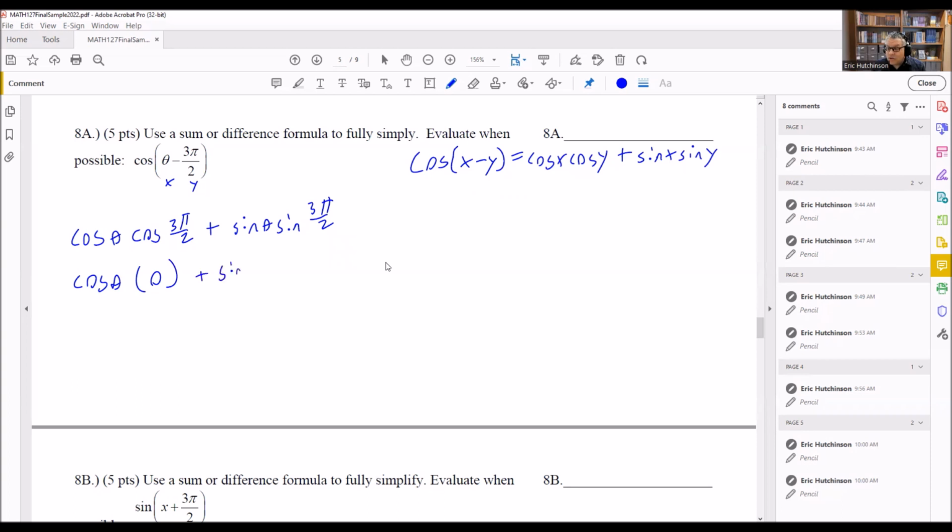Then we have plus sine theta and then sine of 3 pi over 2. Now that is equal to -1. Because again, we're talking about the very bottom. So you're at the coordinate (0, -1), the very bottom of the unit circle. The x coordinate is cosine, the y coordinate is sine. So that's where we get -1 from, which means that we end up with just negative sine theta. So that's what I would put here on my blank. Okay, negative sine theta would go there. That's how we can simplify that.